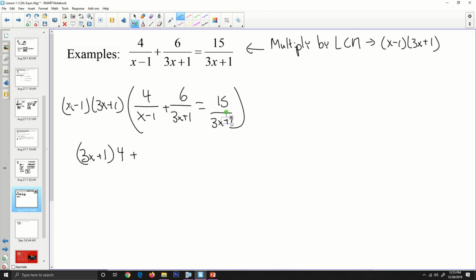And then plus. Now when I multiply this whole expression times this second fraction, the 3x plus 1 and the 3x plus 1 cancel. So I'll have 6 times x minus 1. And then when I do the x minus 1 times the 3x plus 1 times 15 over 3x plus 1, the 3x plus 1 again will cancel, and I'll have 15 times x minus 1. This is now a linear expression. So here I'm going to distribute.